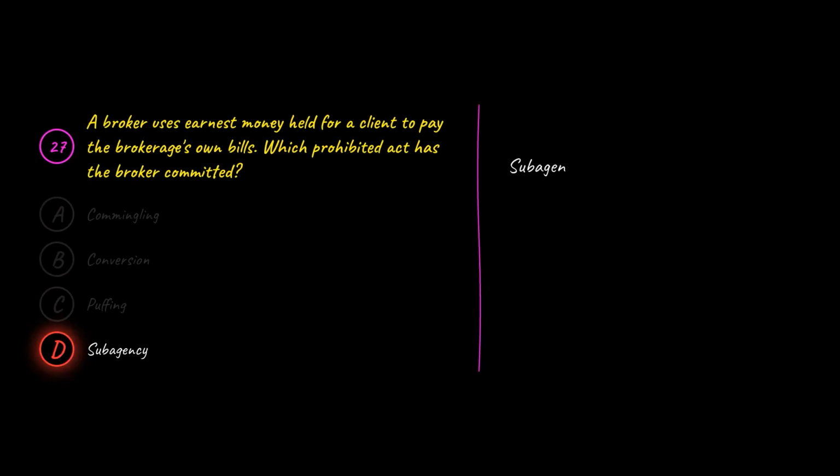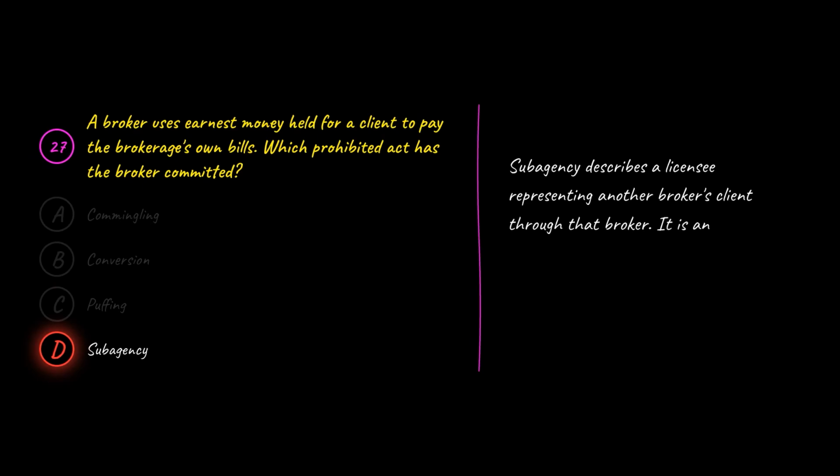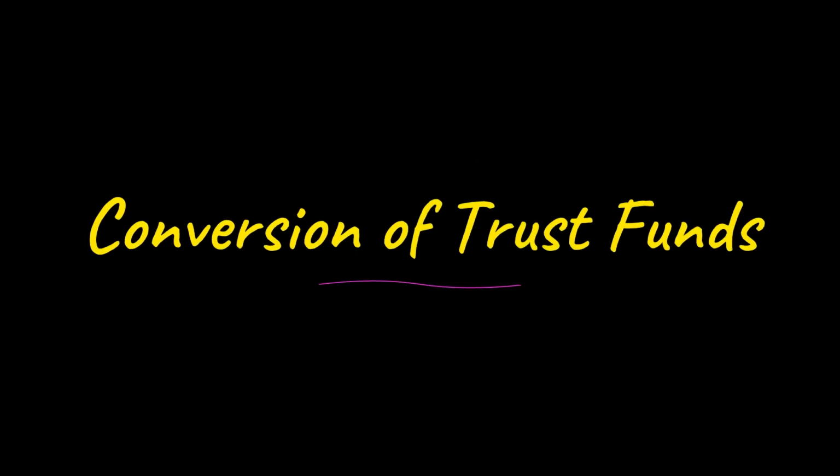D is wrong because subagency describes a licensee representing another broker's client through that broker. It is an agency relationship concept and is entirely unrelated to misappropriating money held in trust. When a broker uses client trust funds for their own purposes, that act has a specific name: conversion. It is the most serious trust account violation in real estate law, going beyond simple mishandling into outright misappropriation.